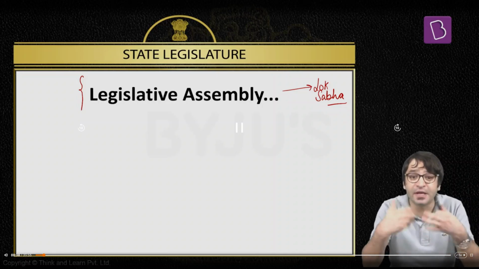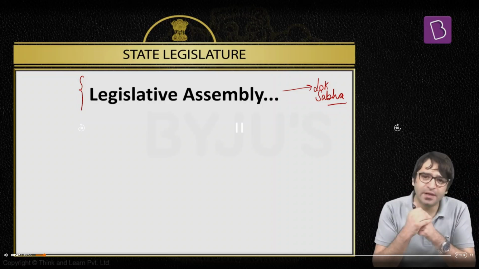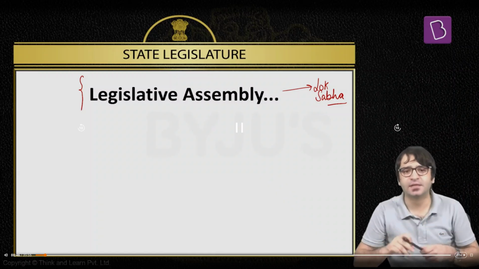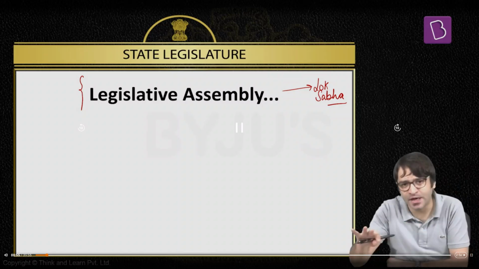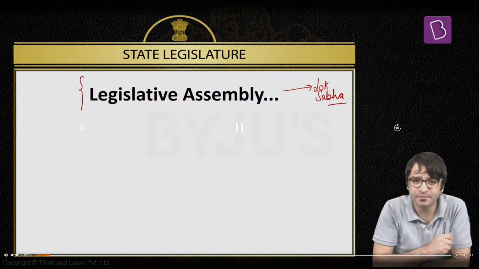Normally, after every 5 years, after every election, the members are elected to legislative assembly, and these members are directly elected by the people of that state. That is what we call legislative assembly. Normal term of Lok Sabha is 5 years. Normal term of legislative assembly is 5 years. The term of Lok Sabha can be extended during national emergency, which we will discuss.